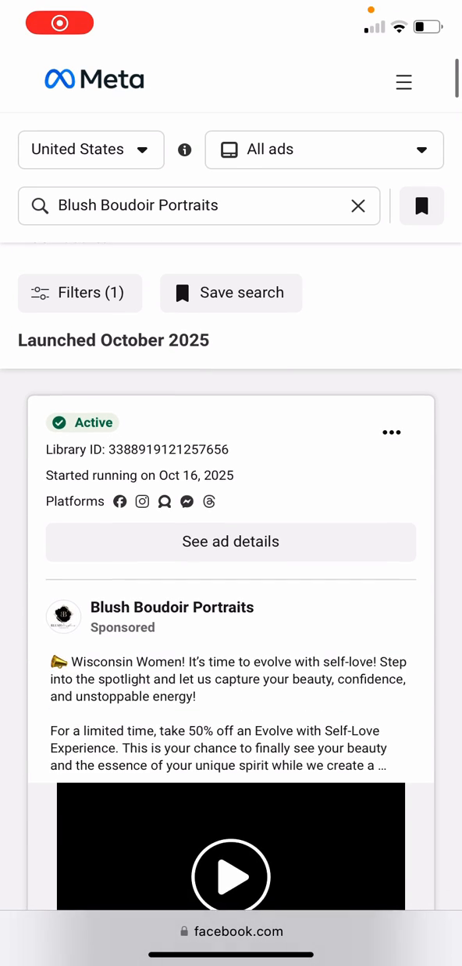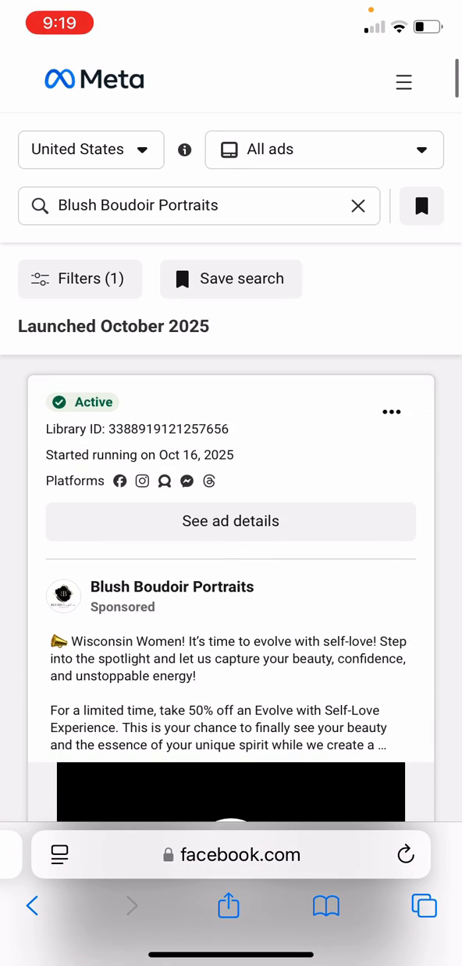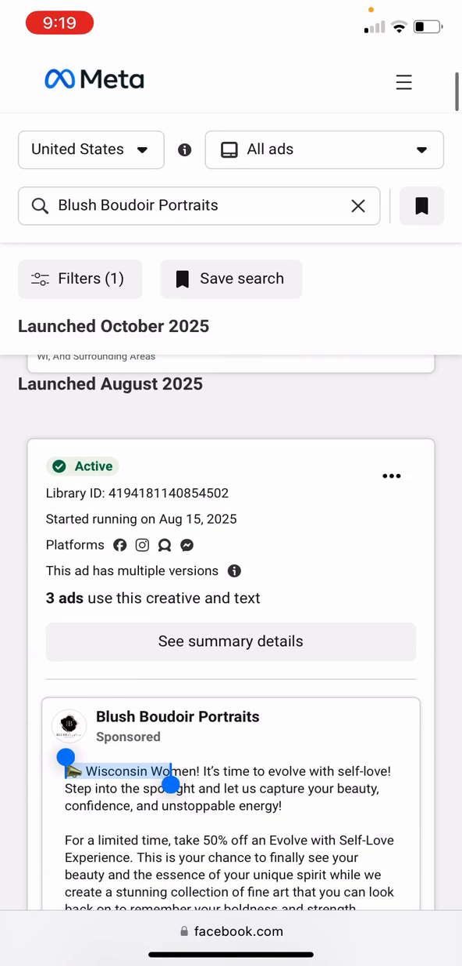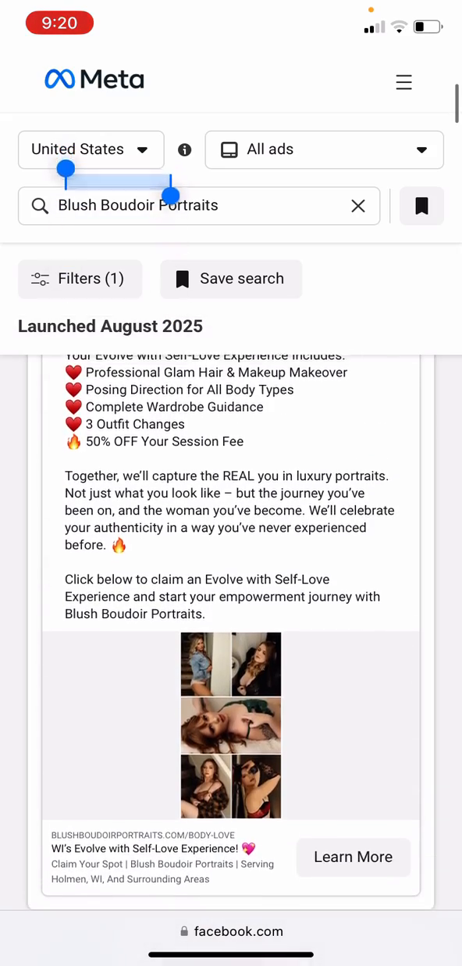All right, Liz and Angie, let's see what y'all got going on here with these boudoir ads. I see you've got a bunch dating back a year or two, and I want to look at this one.